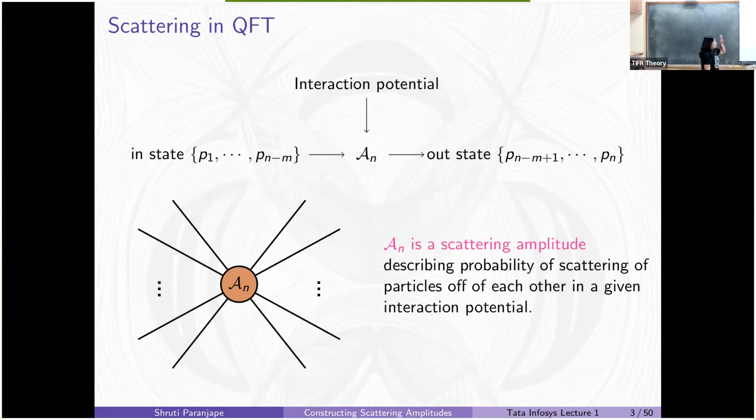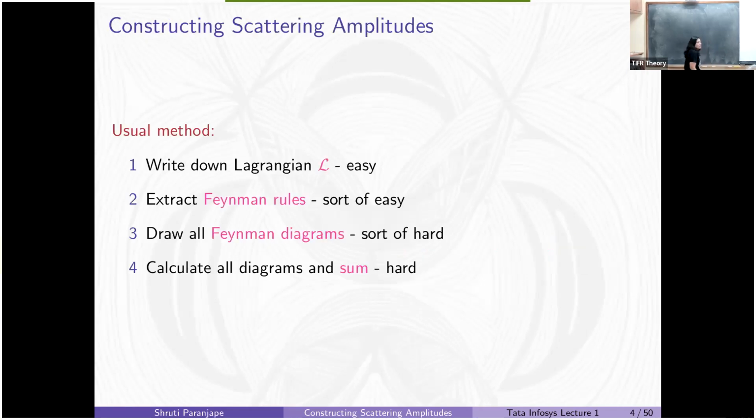Okay, so usually this is what we're thinking about. There's some interaction potential, there's an in state, there's an out state, and then the S matrix element that's related to this in state and out state is called the scattering amplitude at endpoint, and it's fully governed by which states I'm scattering to which states, and then exactly what this potential is. So usually you'd write down a Lagrangian, you'd extract the Feynman rules, you'd put them together in as many ways as possible, and you'd sum over all of that. And these steps have different levels of difficulty.